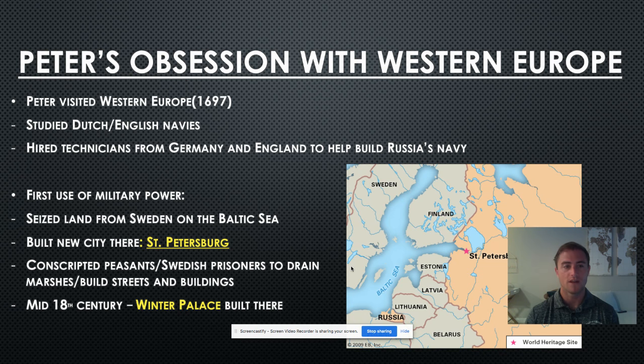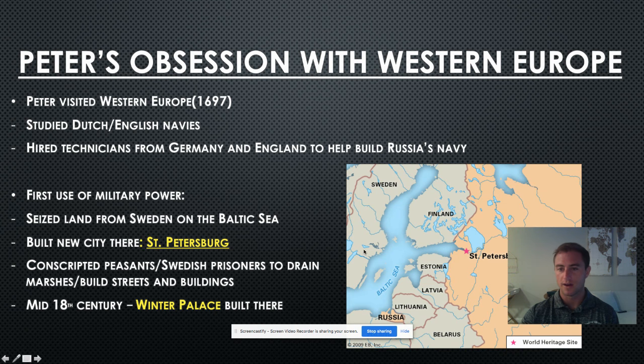And so he's going to go out and visit Western Europe, study the Dutch and English navies and merchant ships. He's going to hire technicians from Germany and England to come in and help us build a navy. And then once he builds a navy, the first thing that he's going to do is use his new military to come in and take land from Sweden and form St. Petersburg here. And St. Petersburg is important because it is a warm water port, and he has brought trade with Western Europe by seizing this, by doing this.